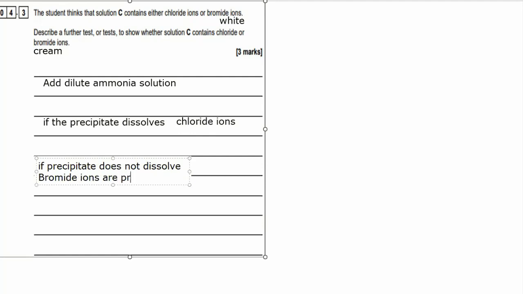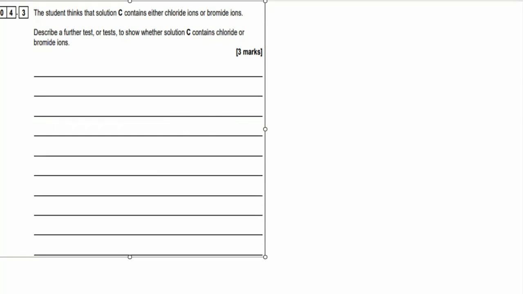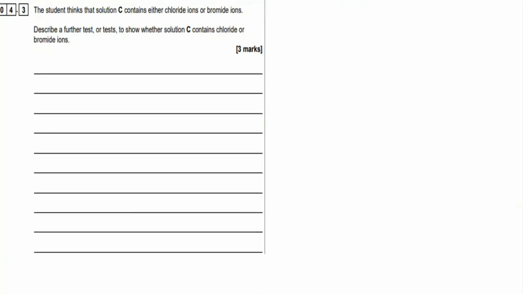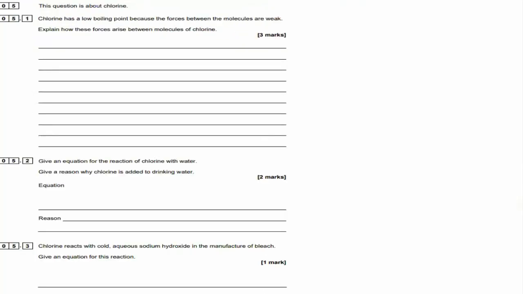Okay, let's move on. Right, we're up to question 5. This question is about chlorine. So 5.1, chlorine has a low boiling point because the forces between the molecules are weak. Explain how these forces arise between the molecules of chlorine.